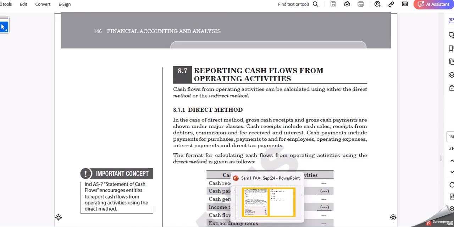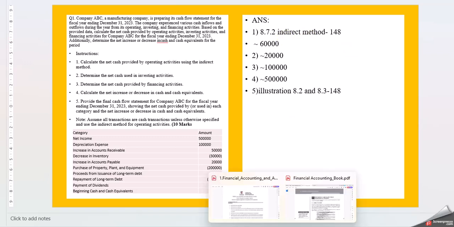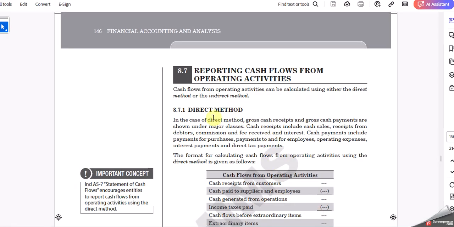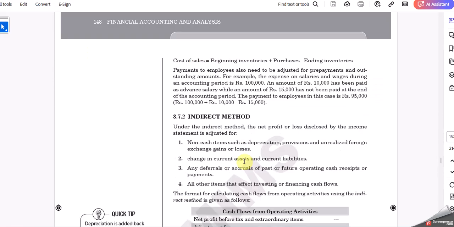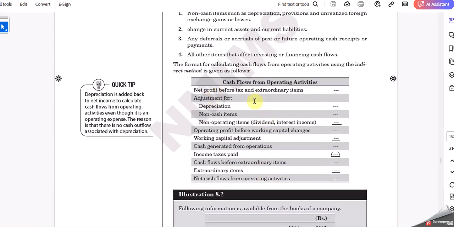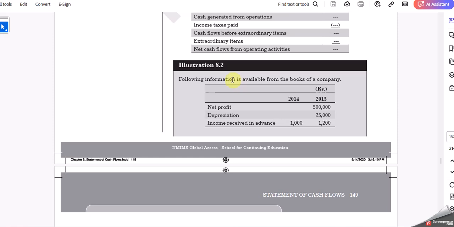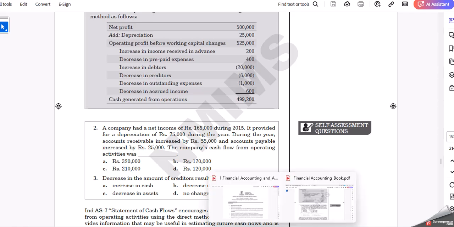Now we have the indirect method on 148. This is the direct method. Now this is the indirect method. In the direct method, again they have given you what it is, the explanation here. Then there is one illustration, 8.2, which is very close to our own question that has been given here.